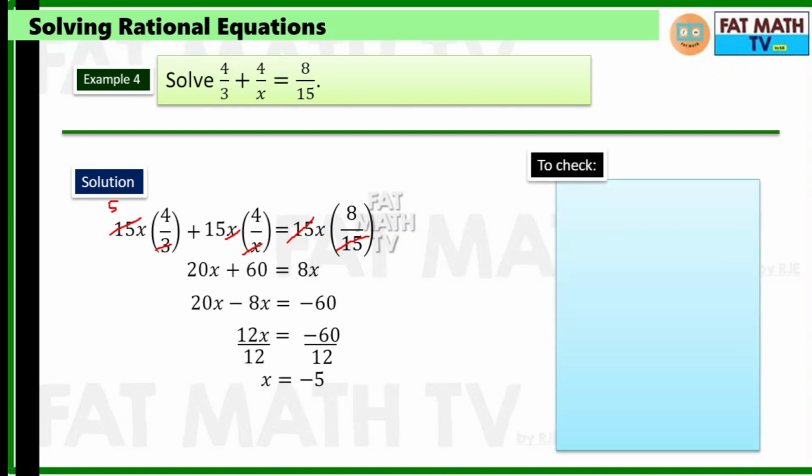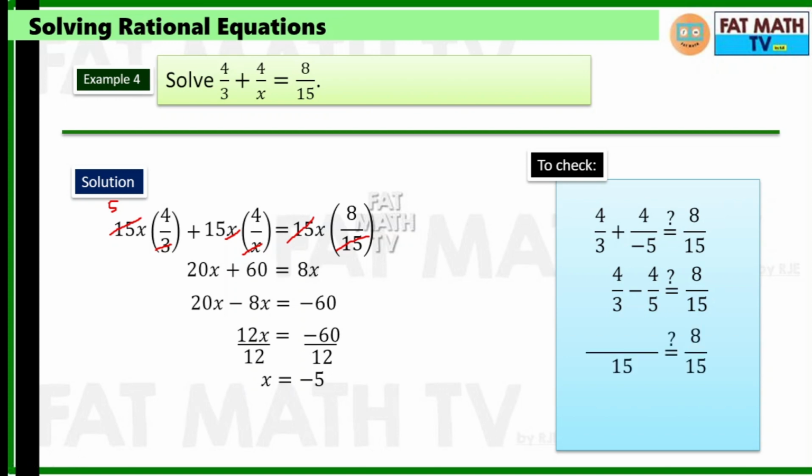And then check with the original equation. So you have 4 over 3 plus 4 over negative 5. Is that really equal to 8 over 15? We can rewrite this as plus negative 4/5, which is going to be minus 4/5. And then the least common denominator is 15. So the equivalent of 4/3 with denominator 15 is 15 divided by 3, 5, times 4 is 20. So that's 20 over 15.